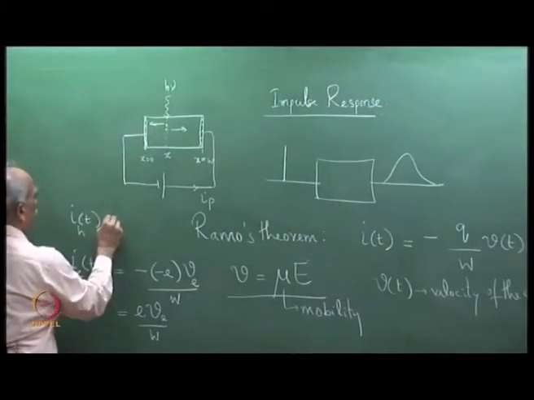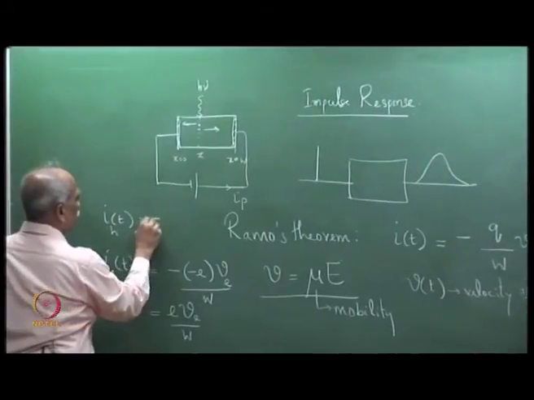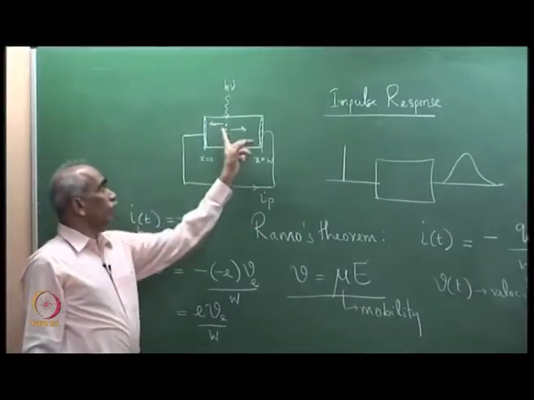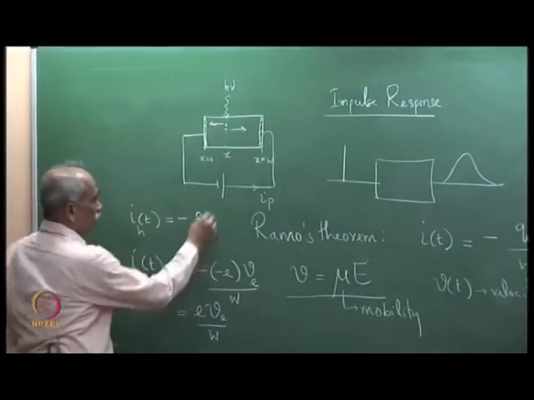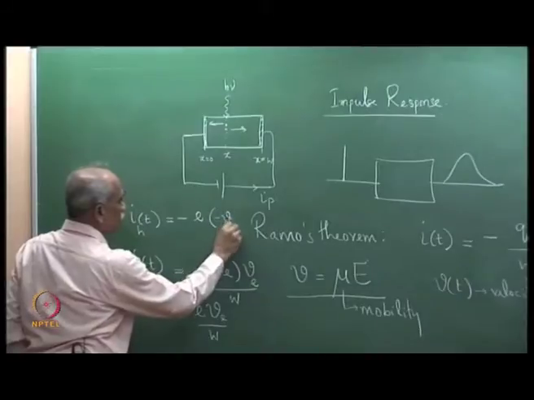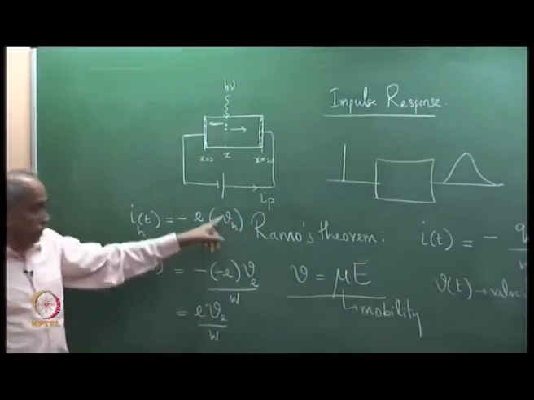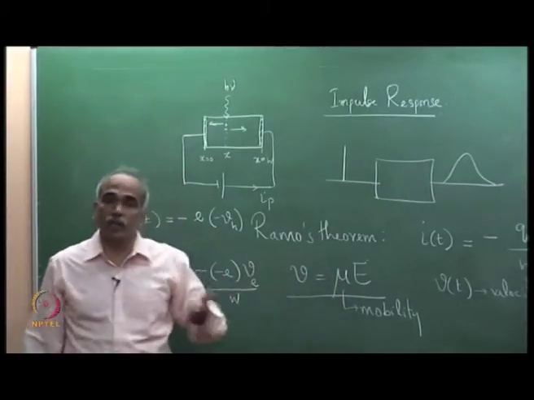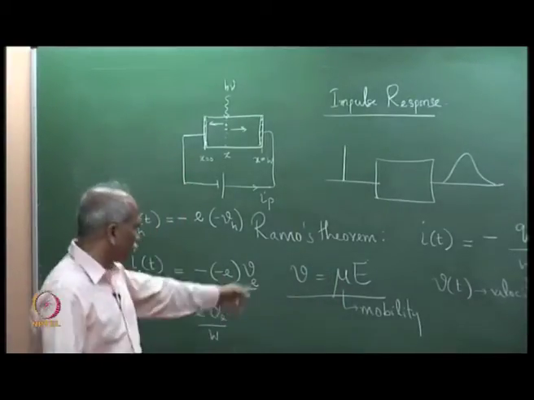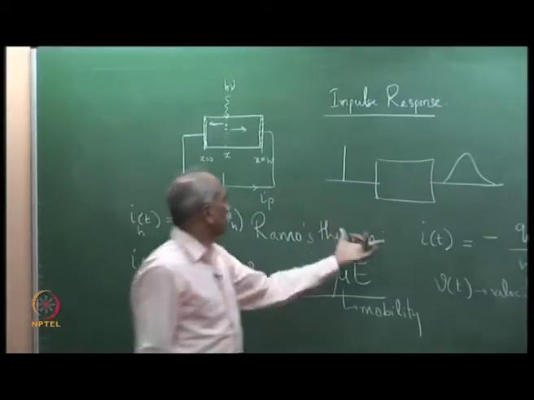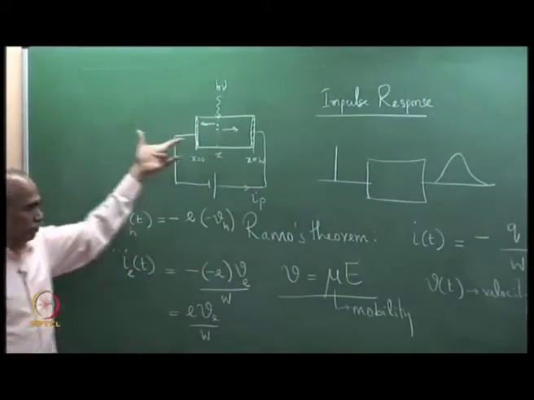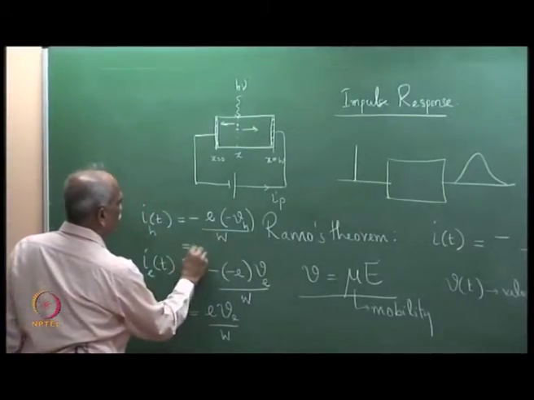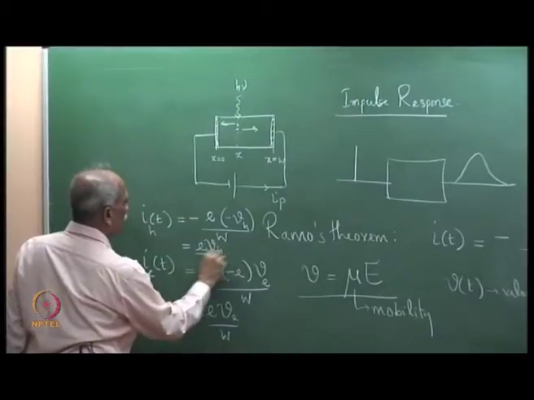The hole current I h of t is equal to minus, charge of hole is plus e, but it is moving in the opposite direction. Therefore, it is moving with the velocity V h. I am writing a separate velocity because, as we will see, the mobility mu is different for electrons and holes, and therefore the velocity will be different, although the applied electric field is the same. So, V h divided by W, which is equal to e V h by W.